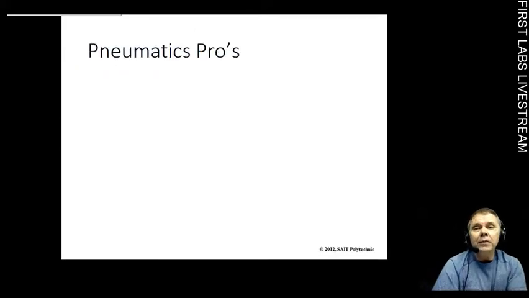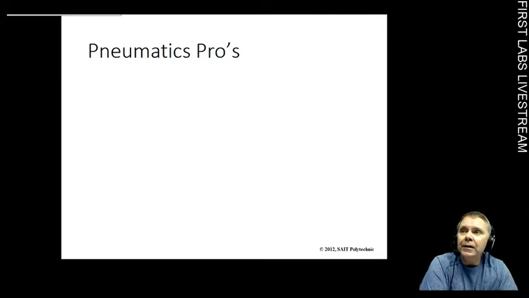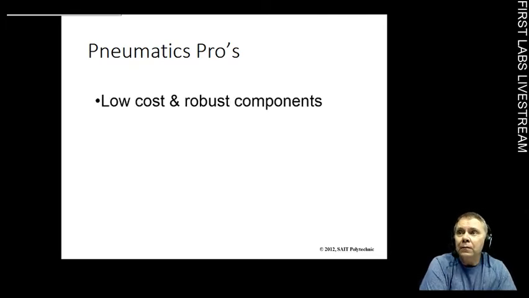So using air has a lot of advantages in your robotic systems. The first thing is it's very low cost. It's quite cheap. You can get good pneumatics from stores like Princess Auto and those kind of places that are very robust, inexpensive, and easy to come by. So pneumatics is pretty cheap.